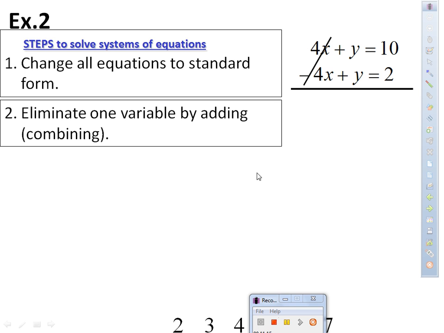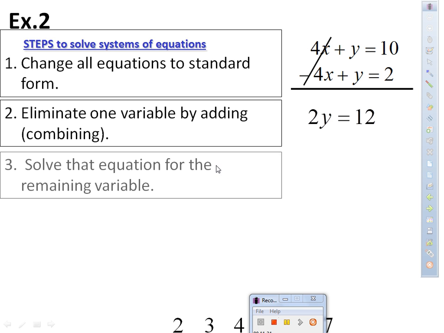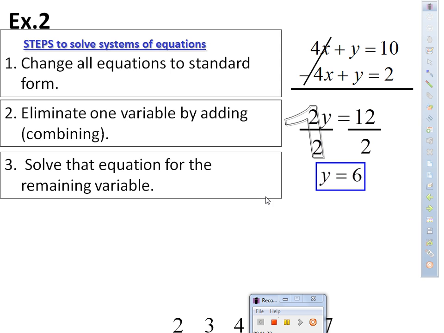So far, so good? Step 3, solve the equation for the remaining variable. Divide by 2 on both sides. y equals 6. Hands up if you got that by yourself. Okay? So let's see. Did we change to standard form? Yes. Eliminate a variable? Yes. Solve for the remaining variable? Yes. So step 4, we're going to substitute into one of the equations.